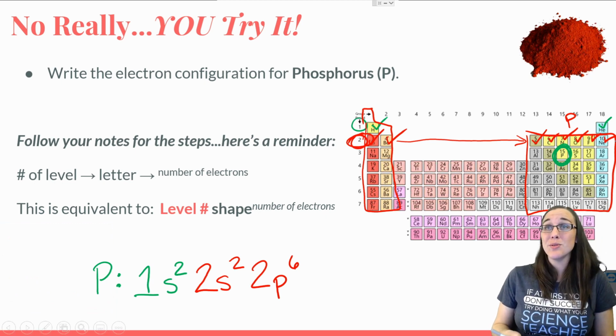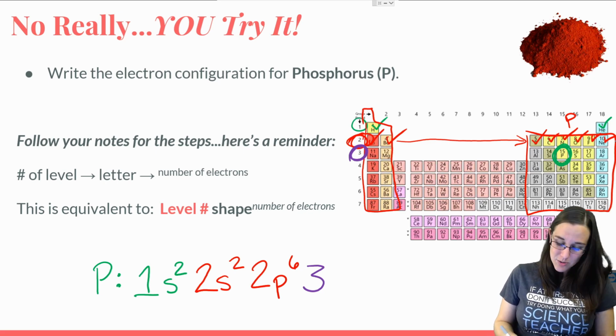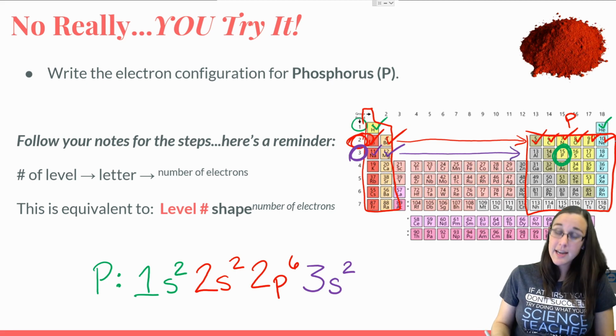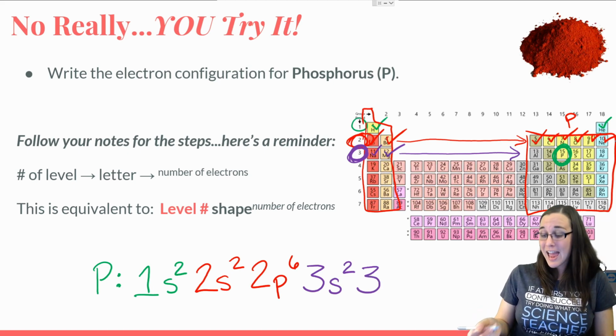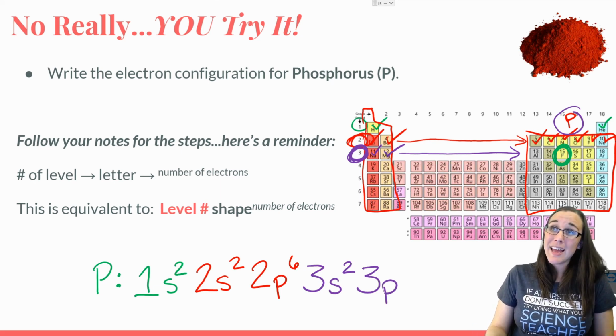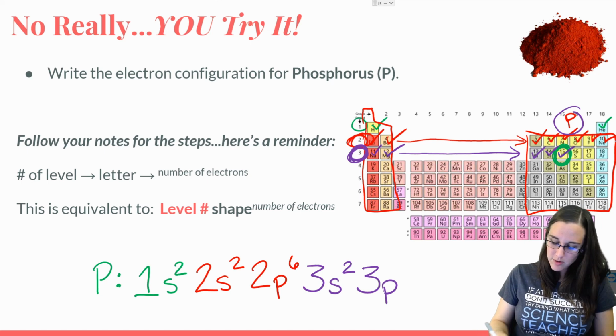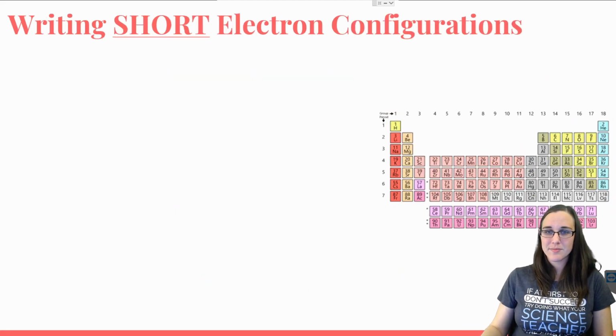Now I need to go down to the third level, level number 3. In order to get to phosphorus, circled in green, I need to get through the S block still again. So I'm going to write 3s2, 1, 2, and now I can jump over to the other side. I'm still in level 3. I didn't go down, so I'm going to write 3 again, and I'm in shape P. I'm in that P block now again. And now let's count over how many I have to get to P. 1, 2, 3. That is the long electron configuration for phosphorus.